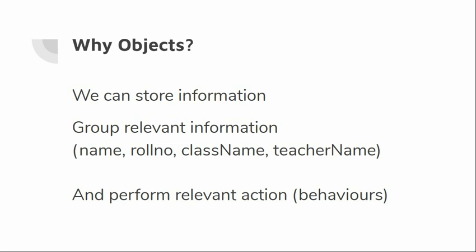Why objects? We can store information, or we can group relevant information together like name, roll number, class, and teacher name. So this is all relevant information. We can group them together. Grouping means maybe creating a student class which will hold all these attributes and perform relevant actions. A student can enroll or give an exam or take an exam or something like that. All these are different behaviors.